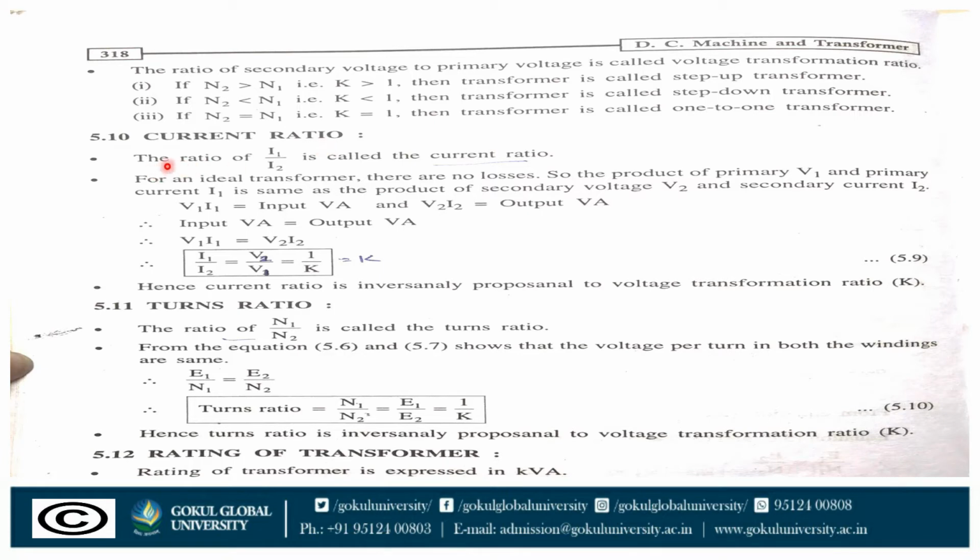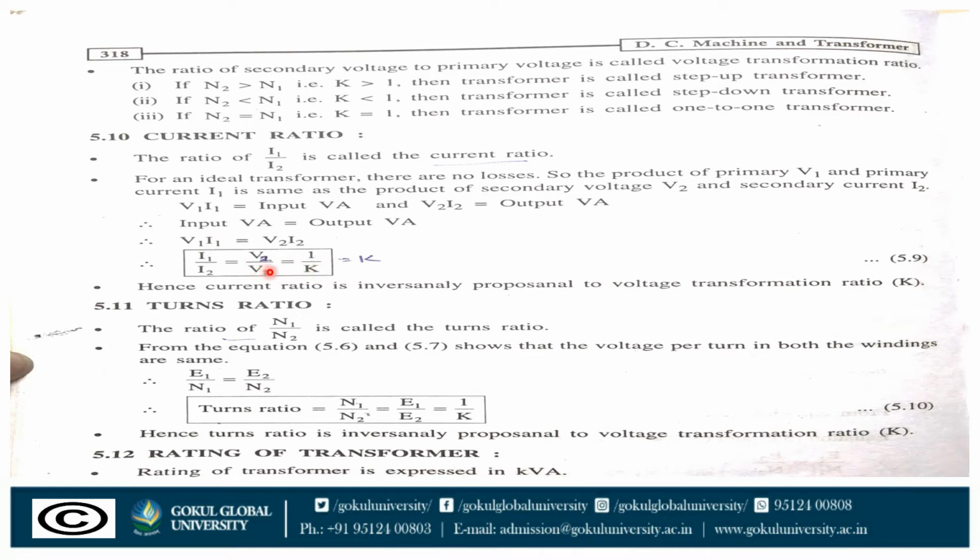Okay, next is current ratio. So what is current ratio? The ratio of I1 by I2 is called the current ratio. For an ideal transformer there are no losses, so the product of primary voltage V1 and primary current I1 is the same as the product of secondary voltage V2 and secondary current I2. So we can write V1 I1 is equal to V2 I2. By this equation we get I1 by I2 is equal to V2 by V1 is equal to 1 upon K.